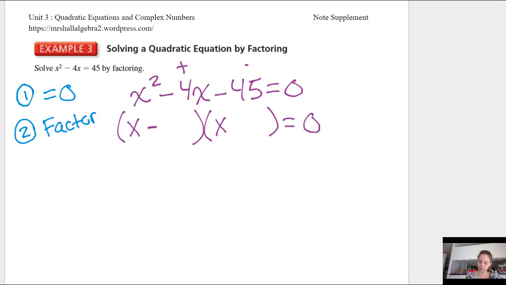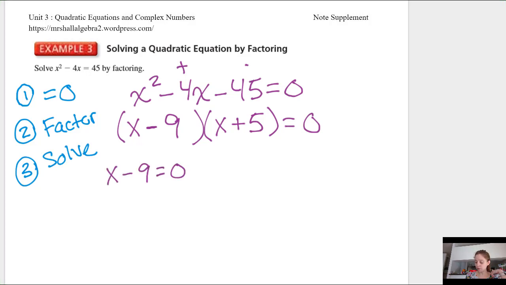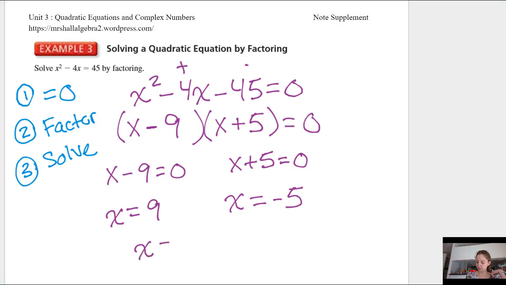Step 3, solve. This is where you use the zero product property. If you have two numbers that multiply to 0, one of those numbers must be 0. So we can put x minus 9 equals 0, or x plus 5 equals 0. Therefore, x is 9, or x is -5. And we can write x is the solution set of -5, 9. Both those solutions make it true.